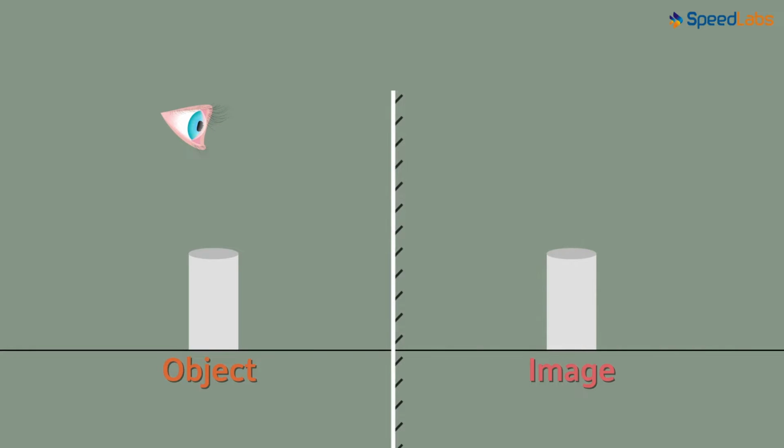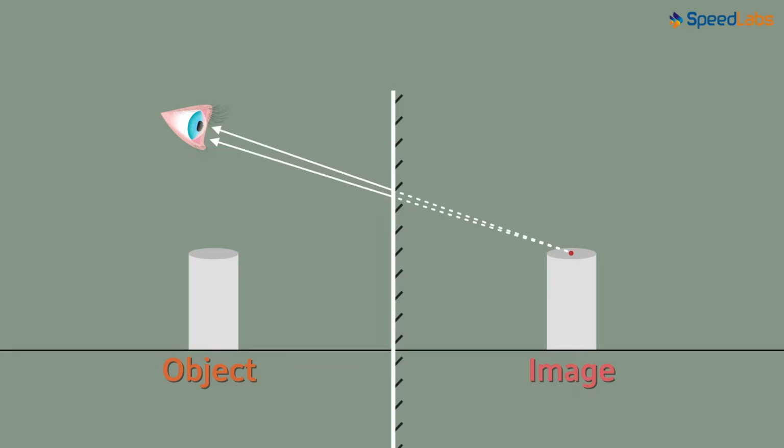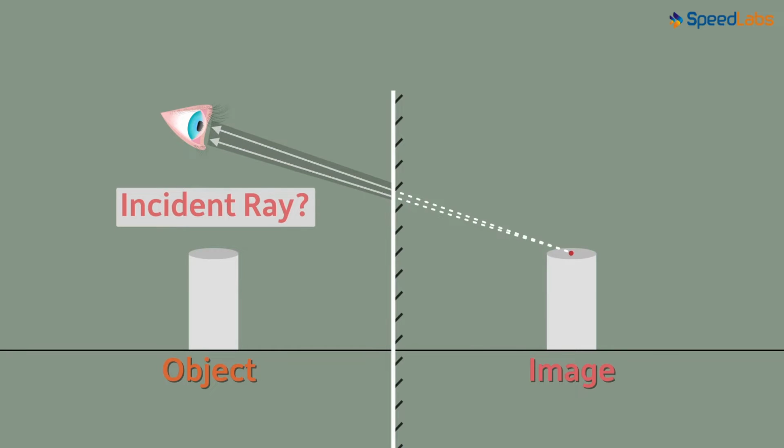From our previous videos, we know that we're able to see the image because the light rays from the object are getting reflected from the surface of the mirror. And these reflected rays travel to our eyes. So here as well, these are the reflected rays traveling to our eyes. But where is the incident ray? How can we draw incident rays for these reflected rays?